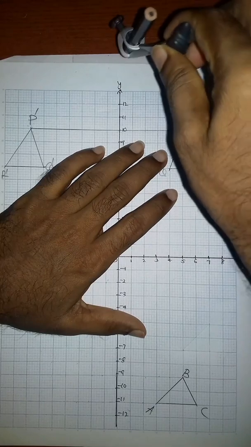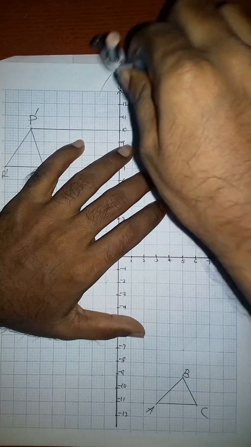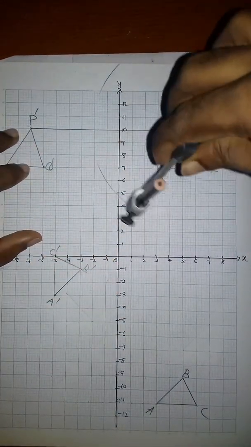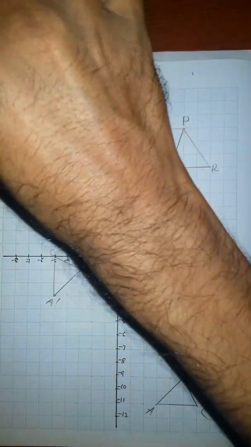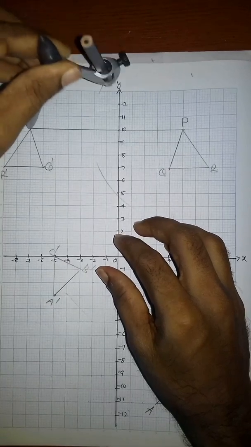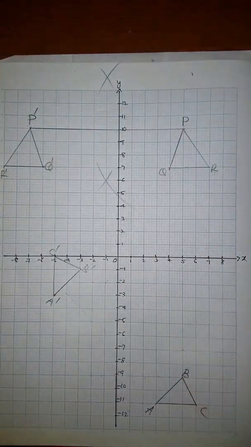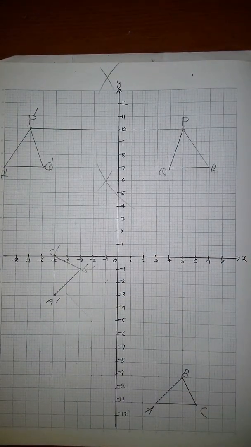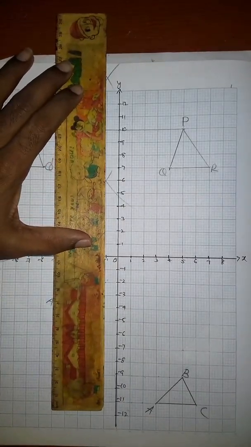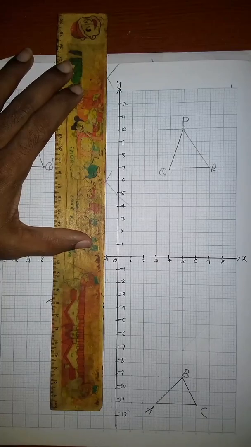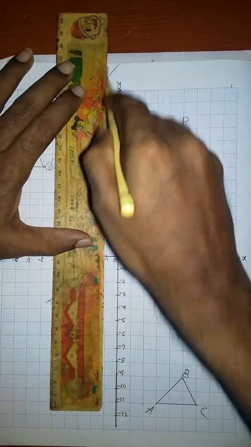Keep the middle point here, draw an arc above the line and below the line also, and keep the middle point here, draw arcs upon those previous arcs. Now we got the point of intersection of the two arcs, and we can draw the line of reflection. This is the line of reflection.